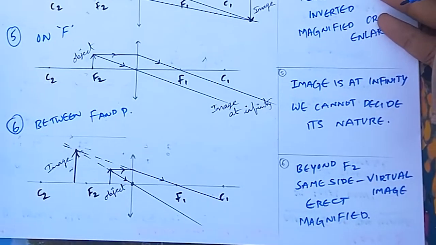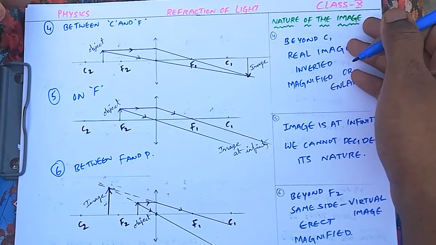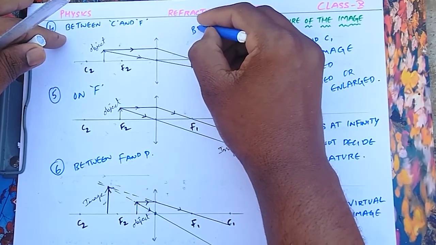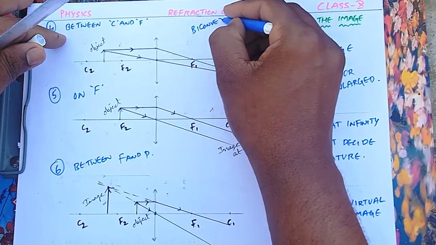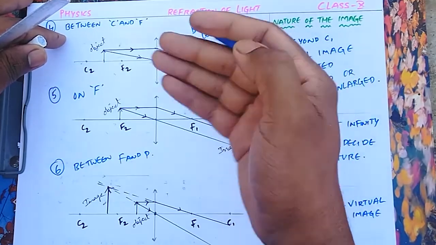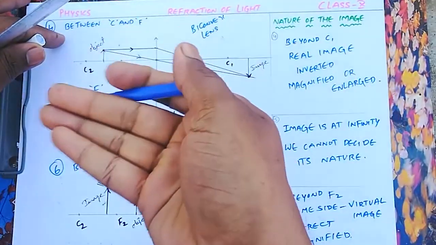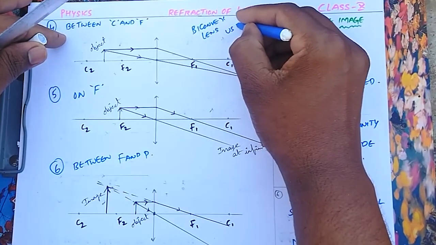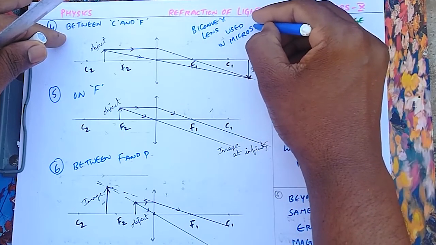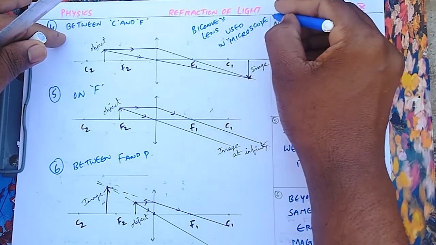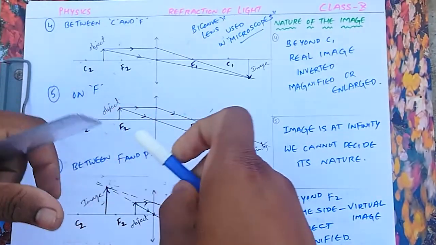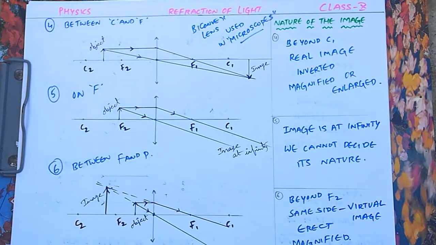So I hope you understood. These are all the ray diagrams of the convex lens. I call this a biconvex lens. Since we are getting the virtual image in front of the lens only, this is used in microscopes. This helps the structure of microscopes. Why? Because we are getting virtual images for the biconvex lens. I hope you understood, viewers.